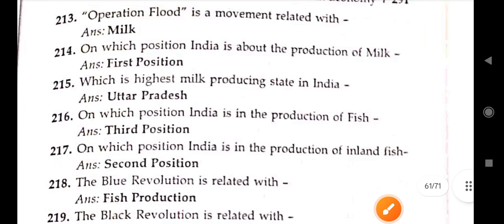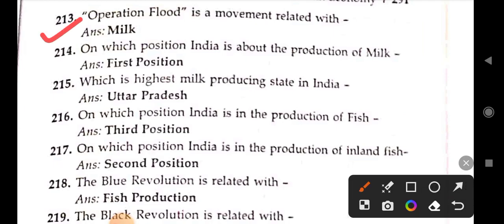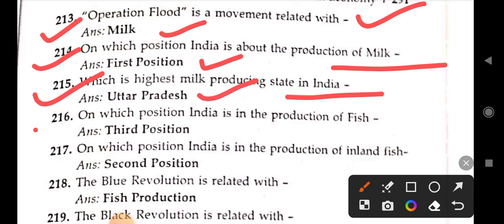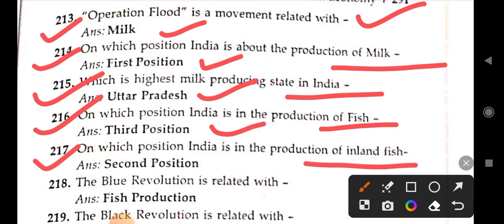Next, Operation Flood is a movement related with milk. On which position is India in the production of milk? First position. Which is the highest milk producing state in India? Uttar Pradesh. On which position is India in the production of fish? Third position. On which position is India in the production of inland fish? Second position. The blue revolution is related with fish production.